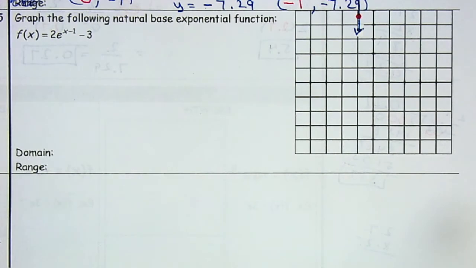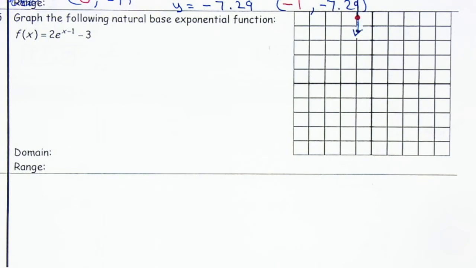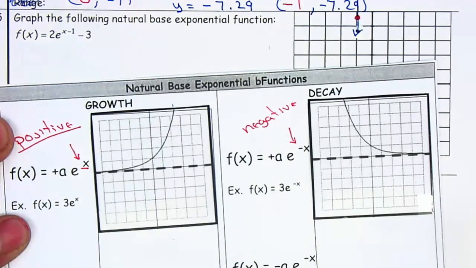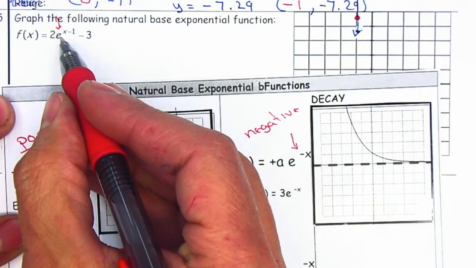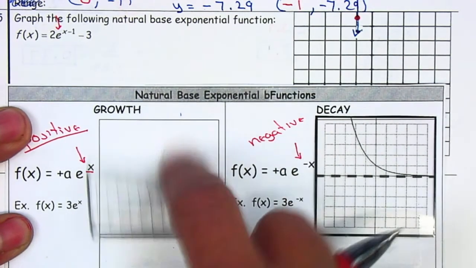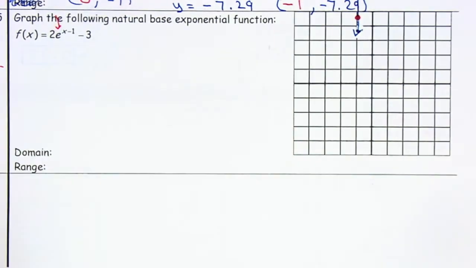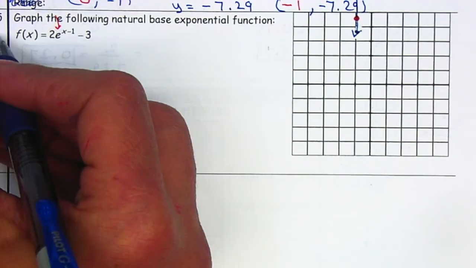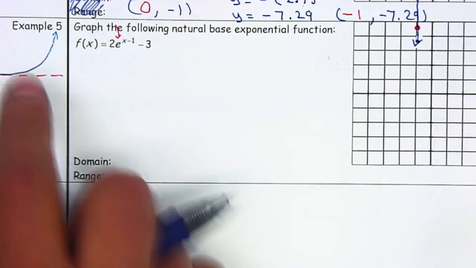Let's work on the last one. I want to be able to graph this. First, we need to decide if that's going to be an exponential growth or decay. I look at the exponent, only at the exponent. It doesn't matter if there's a negative 1 to the right. The x is positive, so that means it's going to be an exponential growth. Do I need to flip it? No. Only if that's a negative do I need to flip it. So your graph should look something like this.